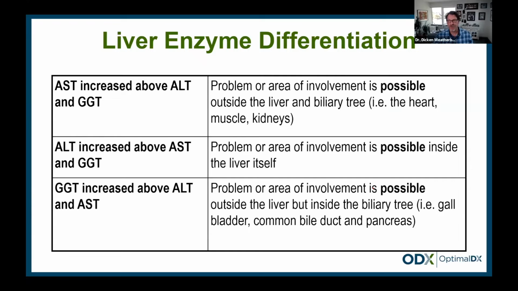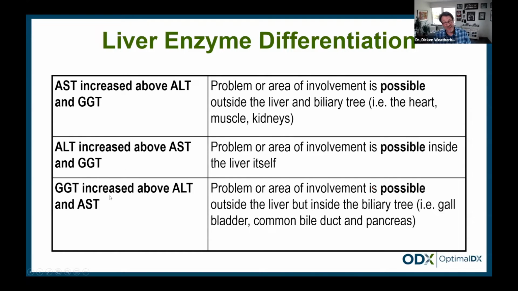So here's this rule of thumb. If you see the AST increased above the ALT and the GGT, consider that the problem or area of involvement is possibly outside the liver and biliary tree. So maybe nothing to do necessarily with the liver, most likely to be the heart, could be muscle, could be kidneys. If the ALT is increased above AST and GGT, consider that the problem or area of involvement is possibly inside the liver. So we're looking now at a liver issue itself.